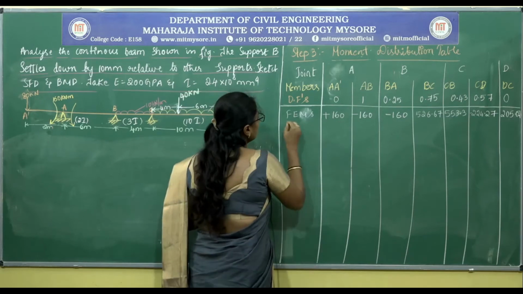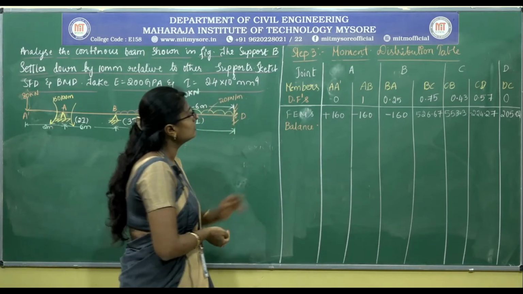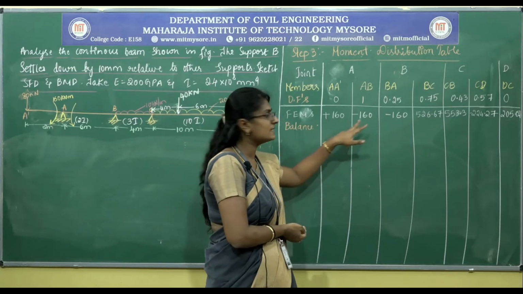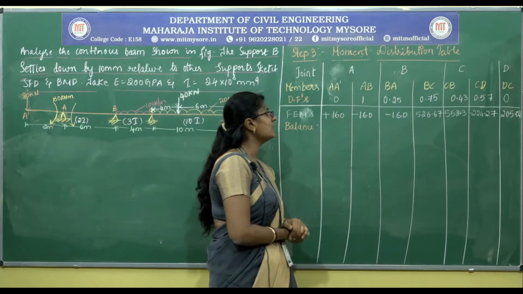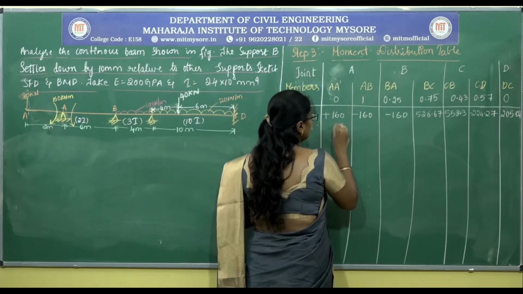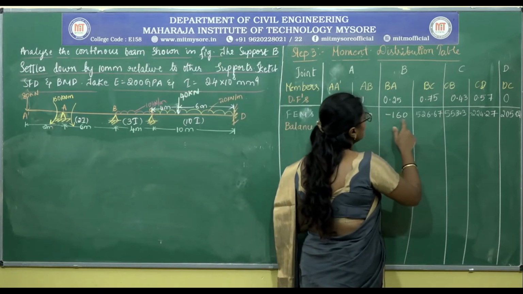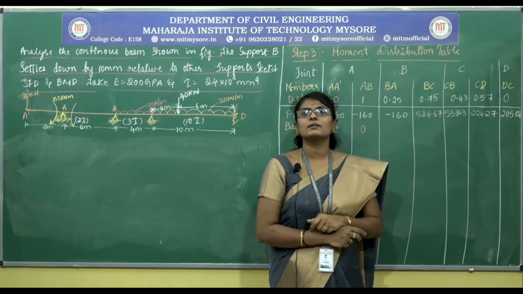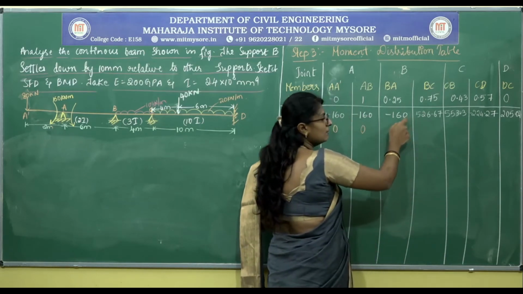So next, to balance these moments. For joint A, we have moments of plus 160 and minus 160. So when you balance this, plus 160 and minus 160 will become 0. So 0 multiplied by 0 is 0 and 0 multiplied by 1 is again 0. Next for joint B, minus 160 plus 526.67 will give you 366.67.